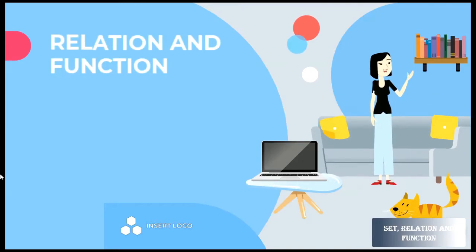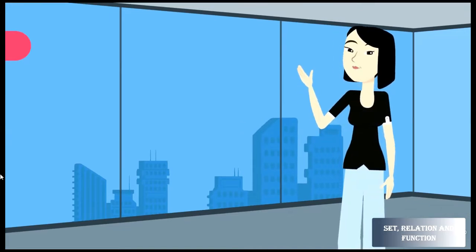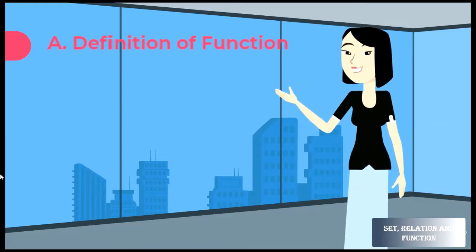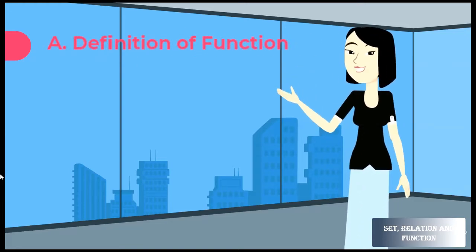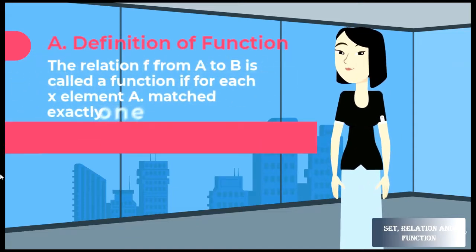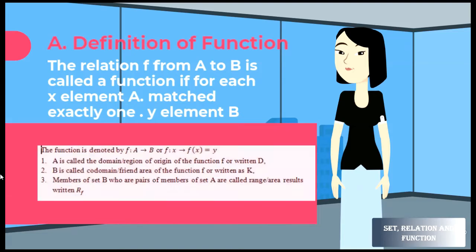Now, we will talk about relation and function. The first one we talk about is the definition of function. What is the definition of function? A relation f from A to B is called a function if for each x element of A there matches exactly one y element of B.